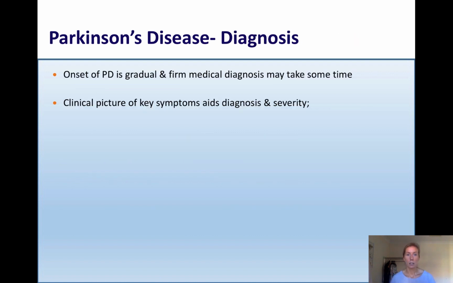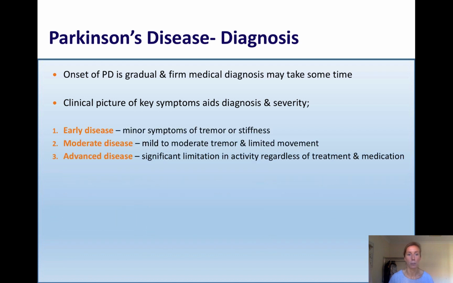So in terms of diagnosis, the onset of Parkinson's is very much gradual, and therefore confirming a medical diagnosis might take a little bit of time. It's not going to happen straight away, but thinking about the different symptoms can actually really aid in that diagnosis, and then also trying to think about the severity of the condition and where it's at in terms of its progression. So early disease, it's only minor symptoms.